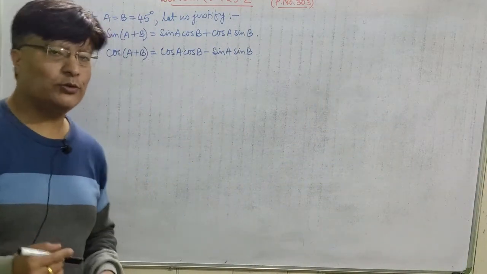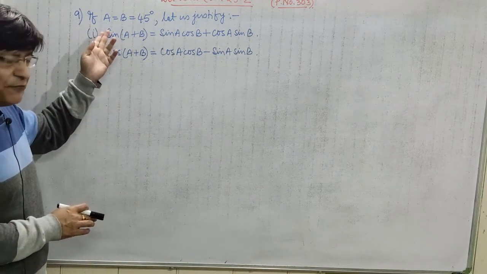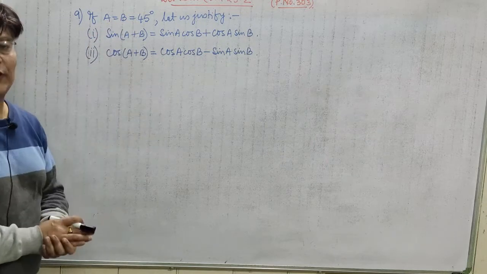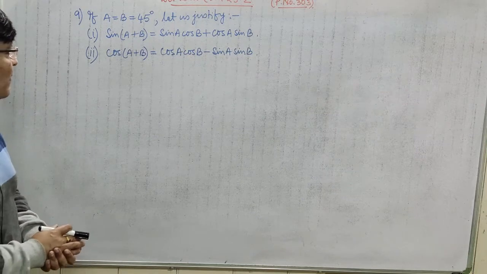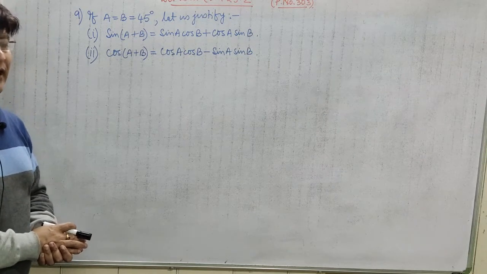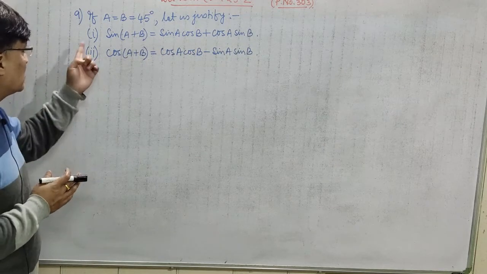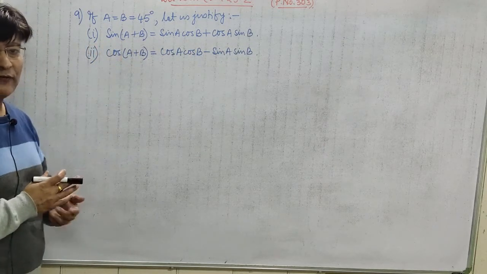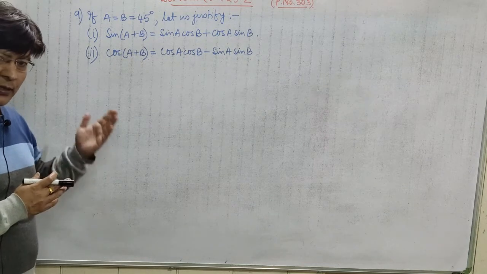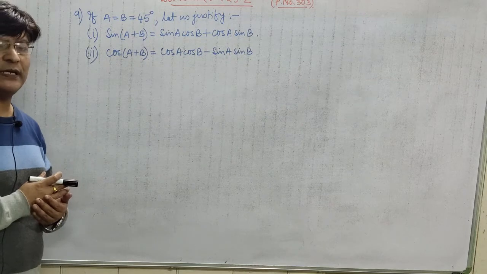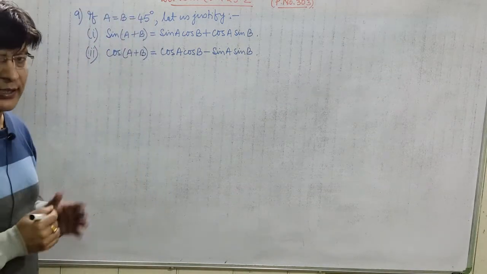So now we will do question number 9. The question is, it is given that A is equal to B is equal to 45 degrees. Both A and B are given here as 45 degrees. Let us justify, that means let us prove, number 1: sin(A + B) = sin A cos B + cos A sin B, and number 2: cos(A + B) = cos A cos B - sin A sin B. So let us justify it.